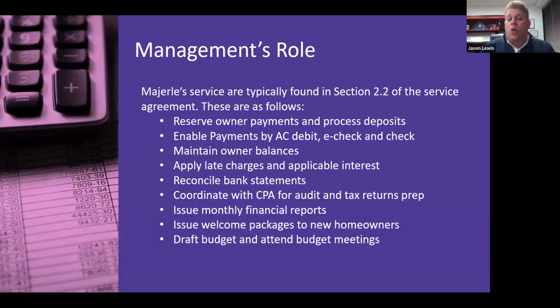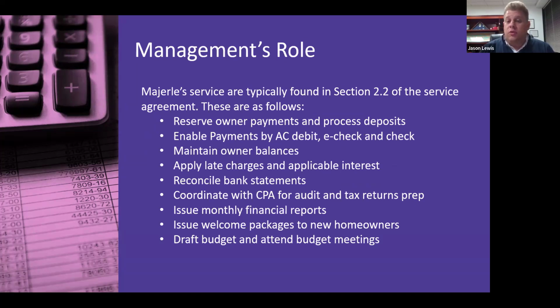Let's talk a little bit about roles. I want to start with management's role, and then we can dive a little bit into the board's role when it comes to financial statements. So for you all, the roles that management plays for producing your financials, serving as your accounting services, if you will, can be found typically in section 2.2 of the service agreement.